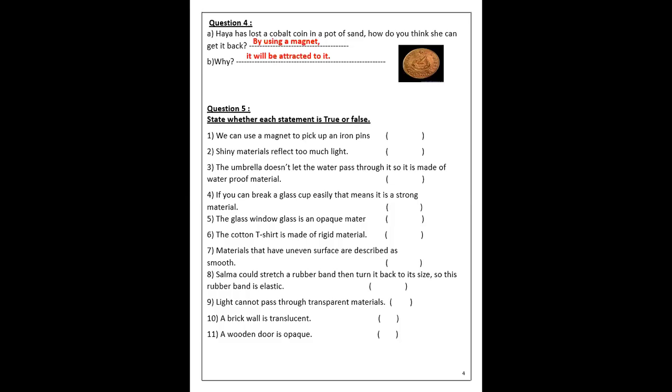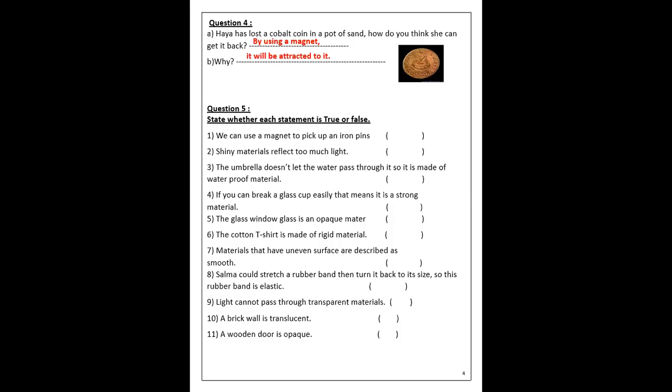And there are non-magnetic materials which are not attracted to the magnet. They will not be stuck to the magnet. And they are like what? Like many things, like wood, plastic, aluminum, copper, gold, silver, too many things that are not attracted to the magnet. Here it's saying to you that the coin is made of cobalt. So cobalt is a magnetic material, so it will be attracted to the magnet. That's why Haya can use a magnet to get it.